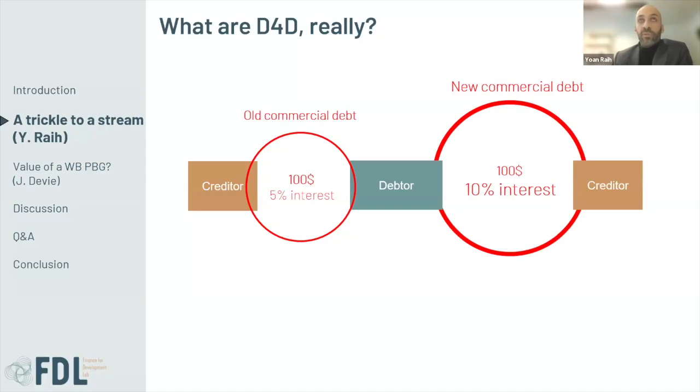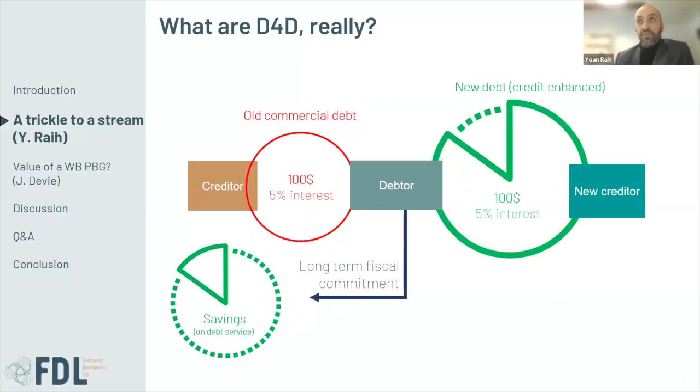What a debt for development swap tries to do and allows to do is, because of a credit enhancement, this existing debt is subscribed at a lower interest rate, for instance, at a lower debt service. And the savings made on these operations are dedicated by the debtor country in a long-term fiscal commitment towards development, for instance, education. So it's a situation where we swap one debt against another, so normally for the same principal, but the savings generated by this operation go to a development topic.